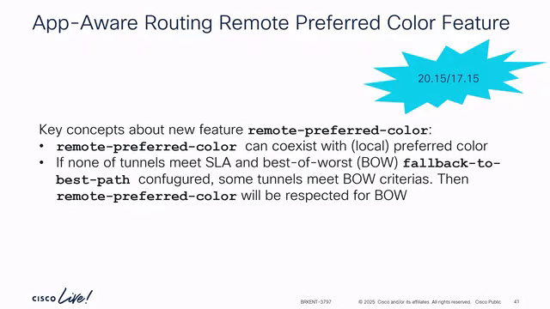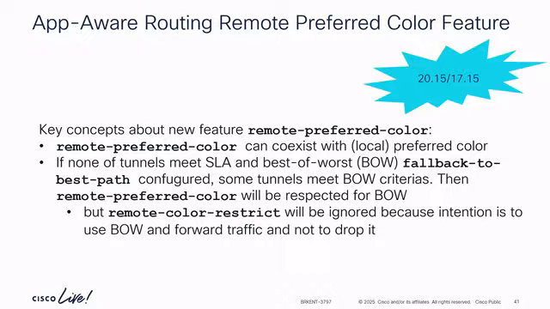If you have configured fallback to best path, which is also called best of worst, the feature which allows you to fall back to a not-so-bad path out of the rest, which does not comply with our SLA requirement, and you configured remote restrict, the remote restrict keyword won't be applicable here. Because the idea is that we still want to forward traffic somehow. Maybe not via the best path to a remote destination, but still we want to forward it.